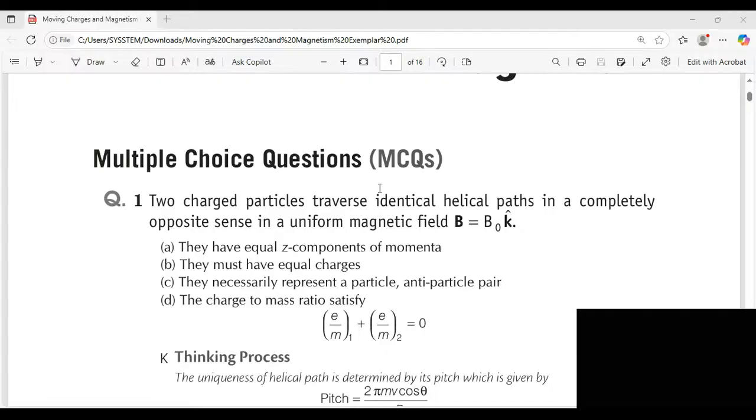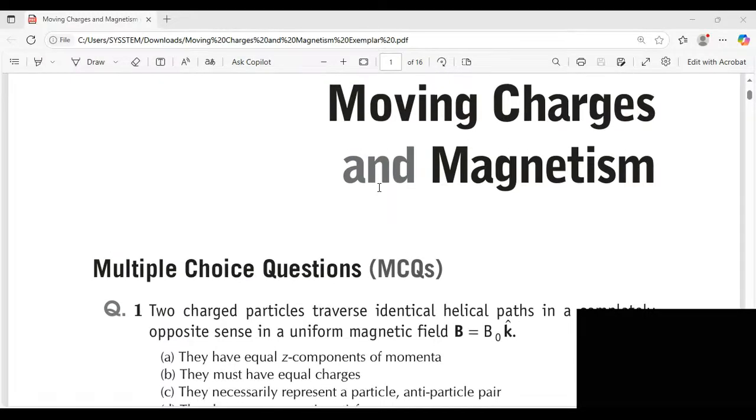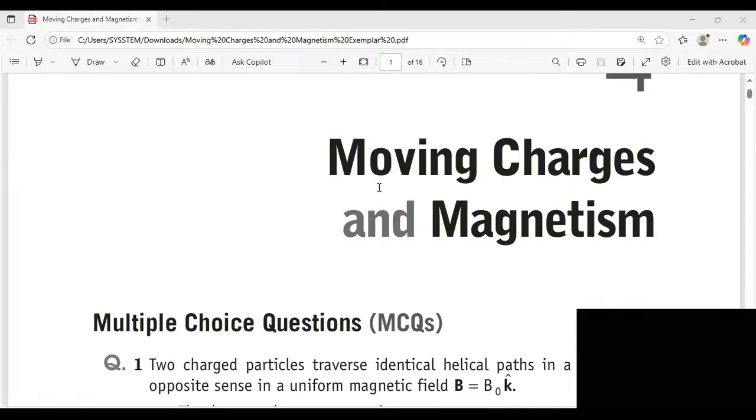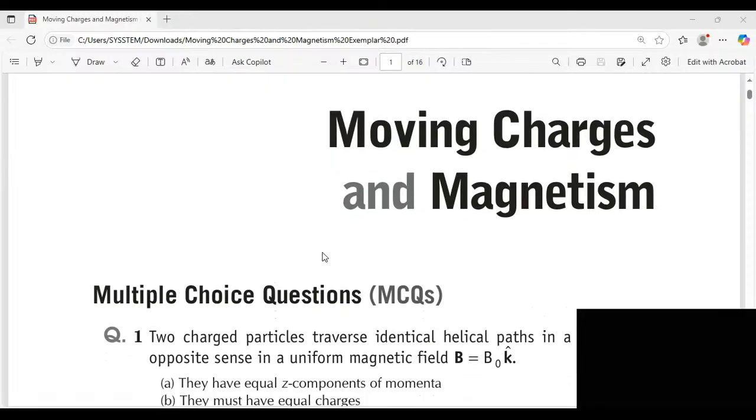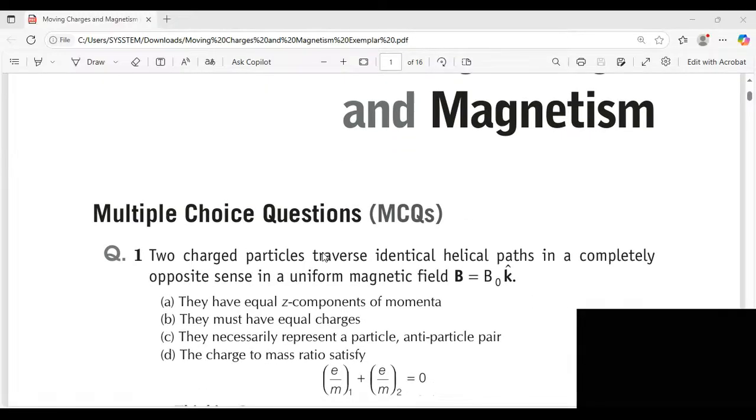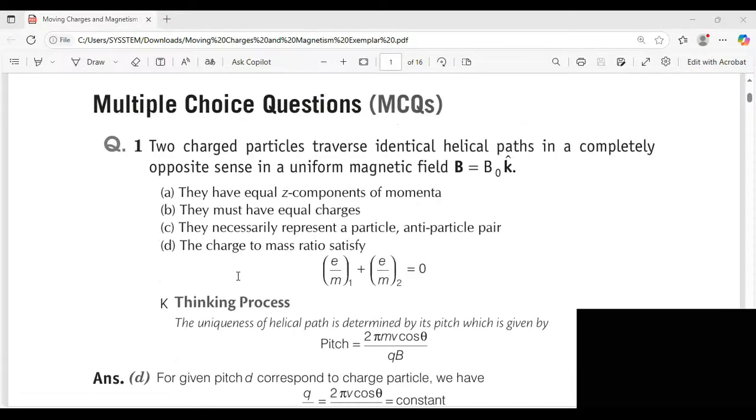Let's answer the questions of moving charges and magnetism. Let's see the multiple choice questions related to moving charges and magnetism. Let's see the first question. Two charged particles traverse identical helical paths in a completely opposite sense in a uniform magnetic field B.